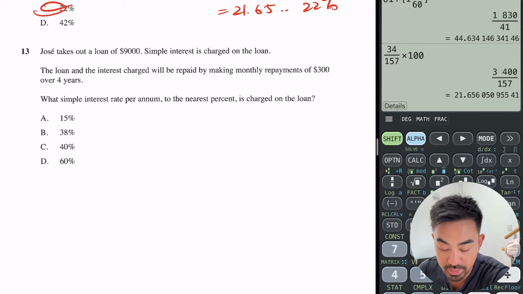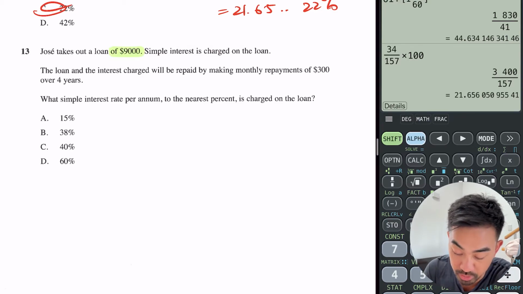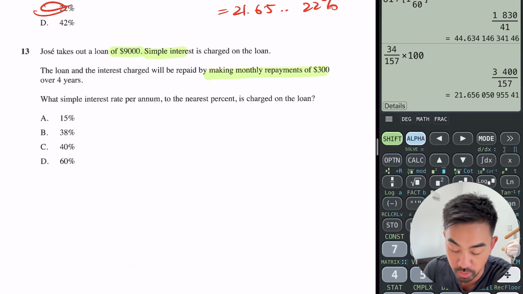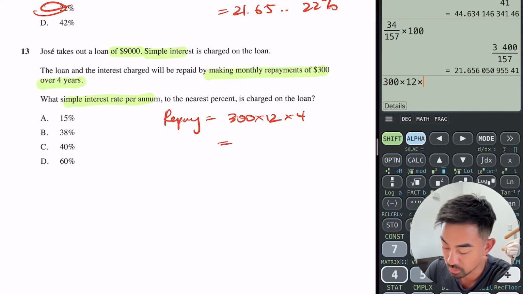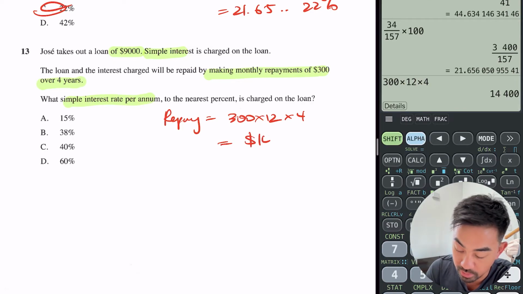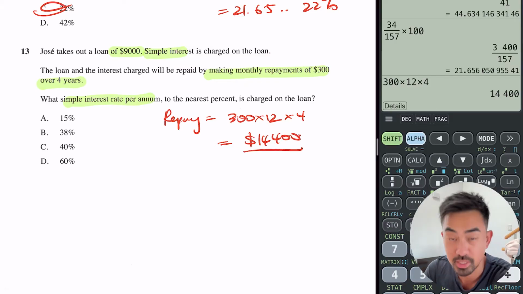Okay, 13. Jose takes out a loan of 9 grand. Simple interest is charged. The loan and the interest will be repaid, making monthly repayments of $300 over 4 years. What is the simple interest rate per annum? Okay, so how much does he repay, right? He repays $300 every month for 4 years. So that's going to be $14,400. That's how much he repays.